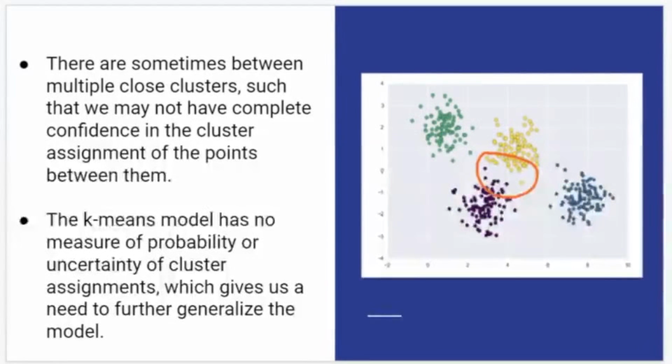Now, the k-means model has no measure of probability or certainty of cluster assignments, which gives us a need to further generalize the model. Right now, the picture is described in a way that makes us able to recognize which is labeled to which, because there are colors assigned to them. But if we imagine that there are no colors in the first place, it's going to be very difficult to immediately discern which area in those overlapped parts goes to which circle.